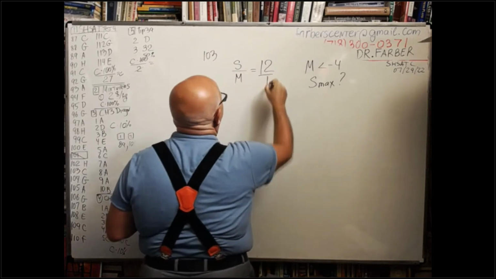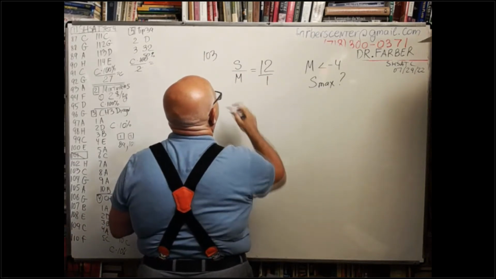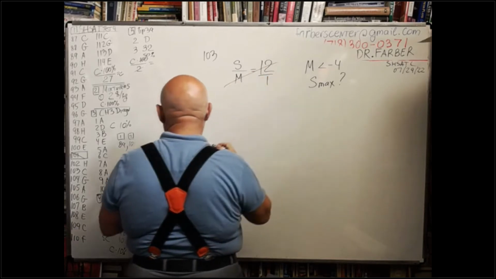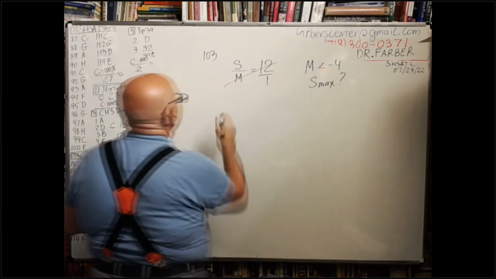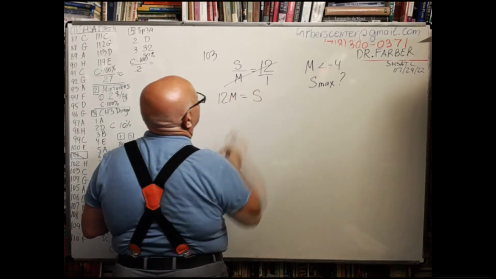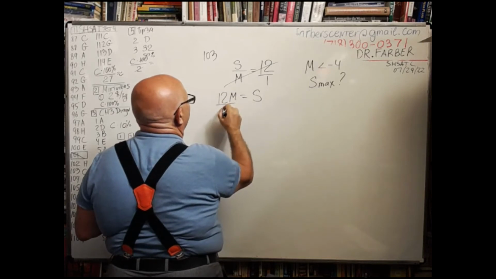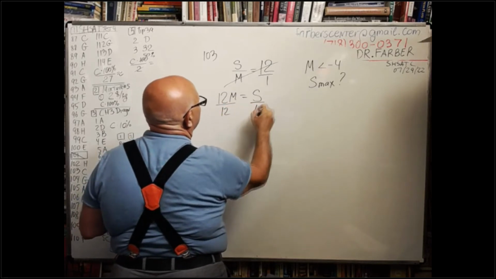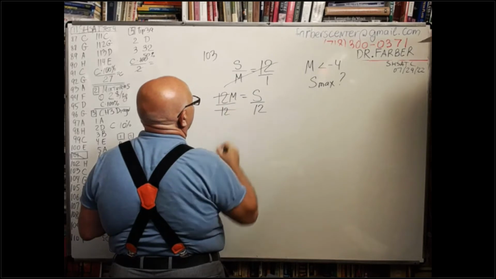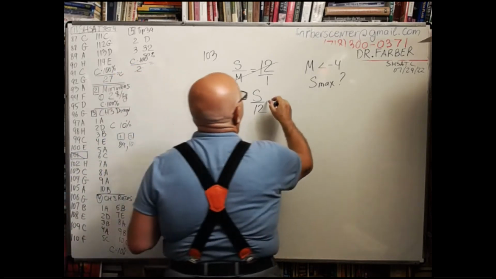It's the same as before, and you will get 12M equals S. We need to get M. Divide both parts by 12. M equals S over 12. Now grab this and plug it in over there.